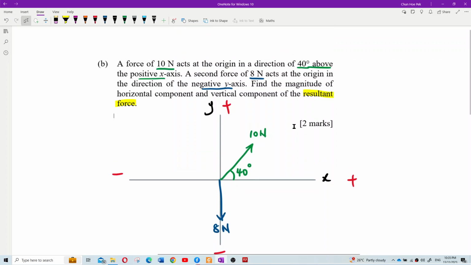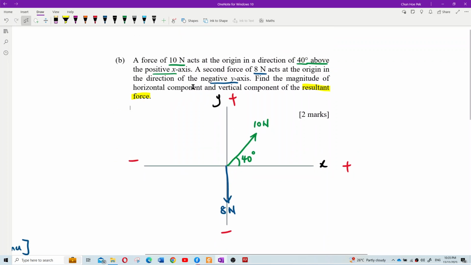So find the components only, horizontal and vertical component. Good. So you have to resolve the force, class. Resolve the force. The 10 Newton you need to resolve into x and y components. Then only you can combine. So this will be 10 cos 40, adjacent cos, opposite sine. And this one will be 10 sine 40. Okay, 10 cos and 10 sine.